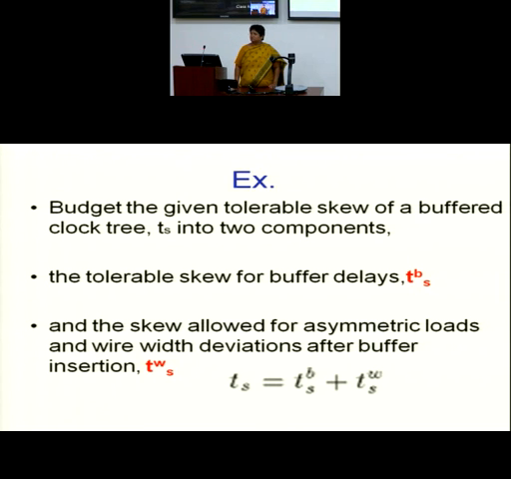The skew between the two is within bounds. So the delay from S0 to Si minus the delay from S0 to Sj is within bound, or should be 0. Okay. So now, as I am saying, there are two parts.